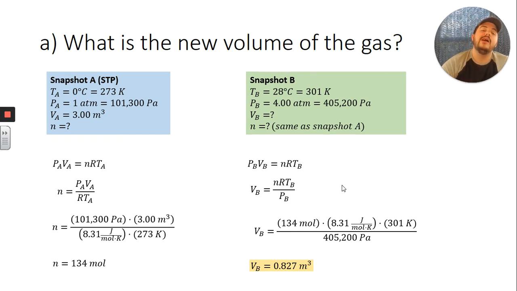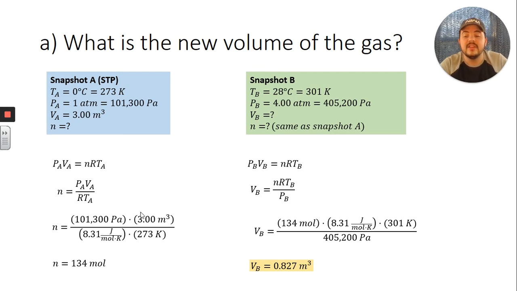Now, a few things to keep in mind with this analysis is that the temperature needs to be in the absolute scale of Kelvin. We can see a hint for that in that the units for our ideal gas constant are joules per mole Kelvin.